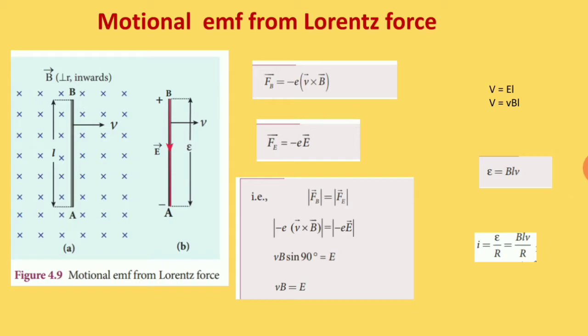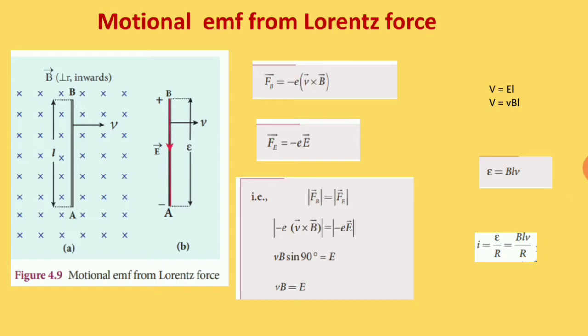Due to the electric field E vector, the Coulomb force acts on the free electrons along AB. So the Coulomb force F_E vector is equal to minus e times E vector. So the Lorentz force and the Coulomb force are balanced to each other. Now we get the modulus of F_B vector is equal to the modulus of F_E vector.